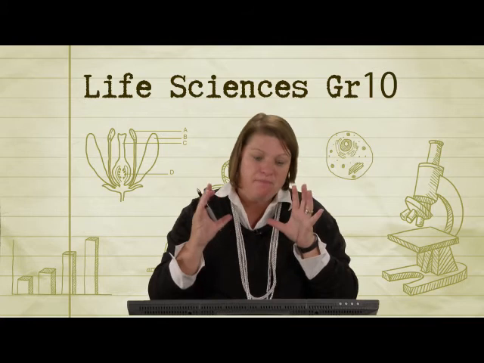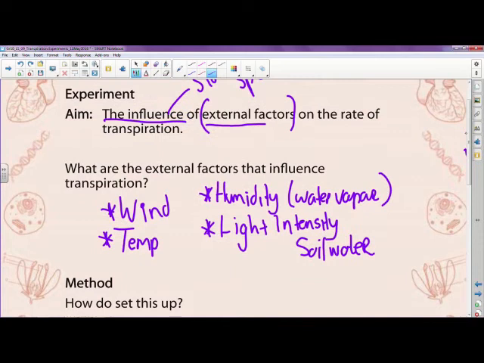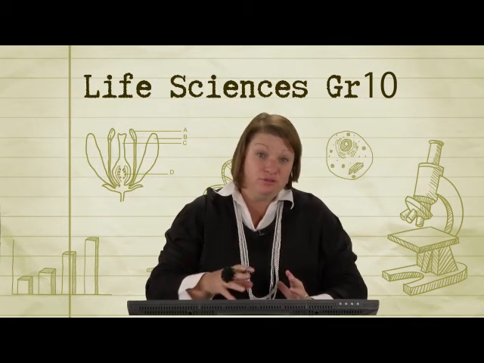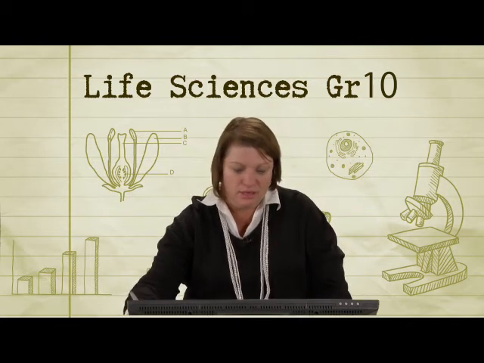Now, my whole aim, let's go back to the aim, is how do the external factors influence transpiration? So in my classroom, I need to have wind, high temperatures, high humidity, and high light intensity. I need to have all of those factors in my experiment. So obviously, I've got to use things that I might have available. Can any of you think of what I'm going to need?